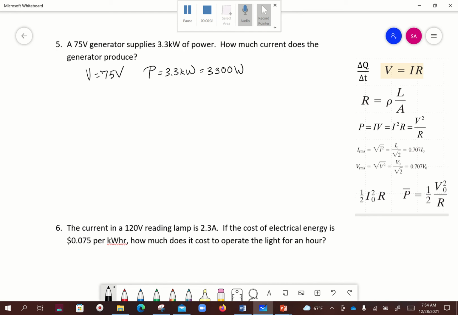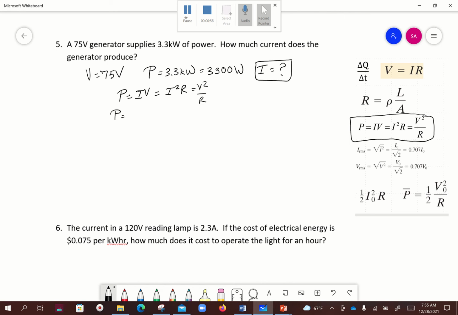How much current does the generator produce? So I want to find I equals question mark. All right, so we go to our equations involving power. We have a chain of three equations here: P equals IV equals I squared R equals V squared over R. So what does that mean when I do a chain of equations like that? It means it's the same thing. Power is equal to IV, power is equal to I squared R, power is equal to V squared over R. So we've got these three equivalent equations, and what you do is you look and you see which equation works for what you're given in the problem.